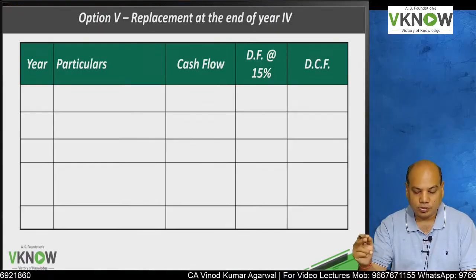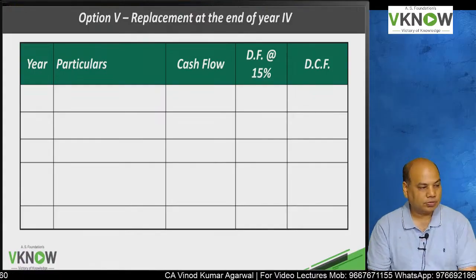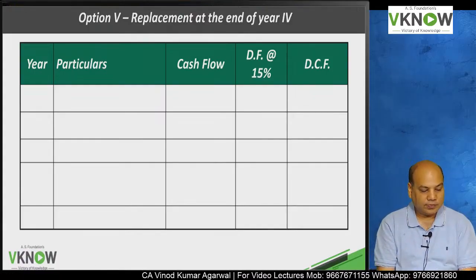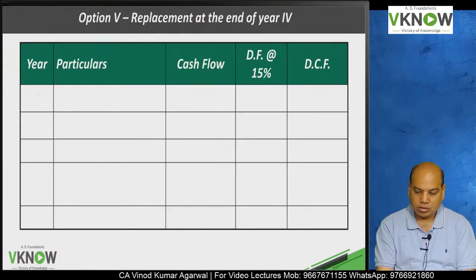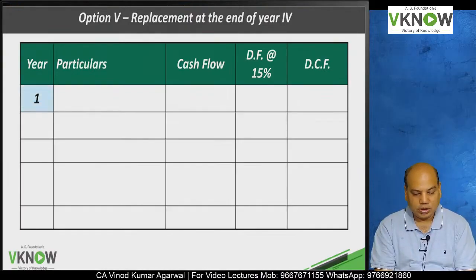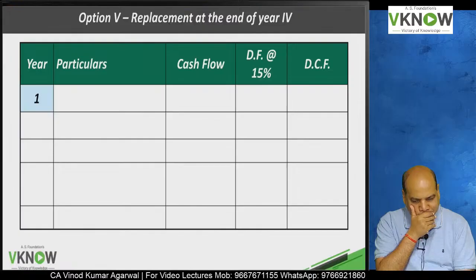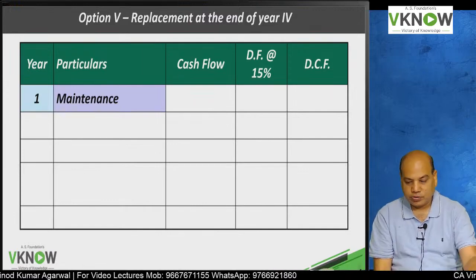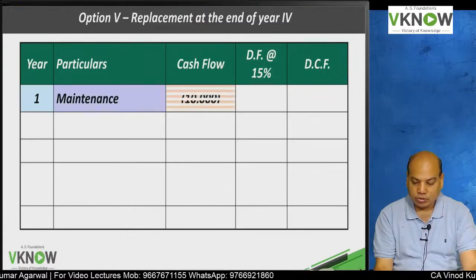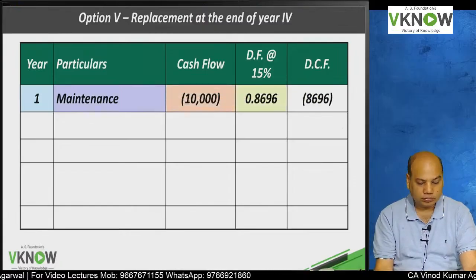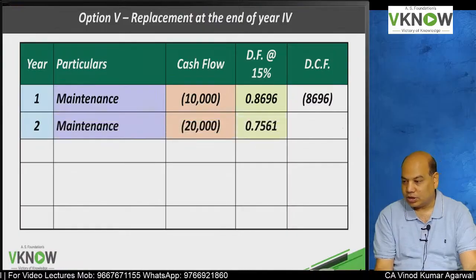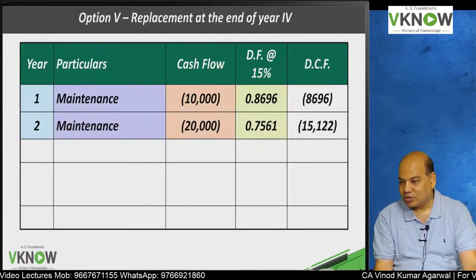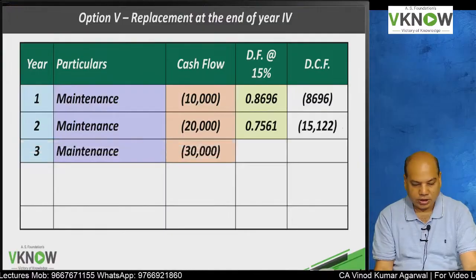Replace at the end of year 4. We have to draw the table. Year, particular, cash flow, discounting factor, DCF. Year 0 write down, year 1 write down, because we are going to use it for 4 years. So maintenance cost 10,000. Maintenance cost year 2 20,000. Maintenance cost year 3 30,000.